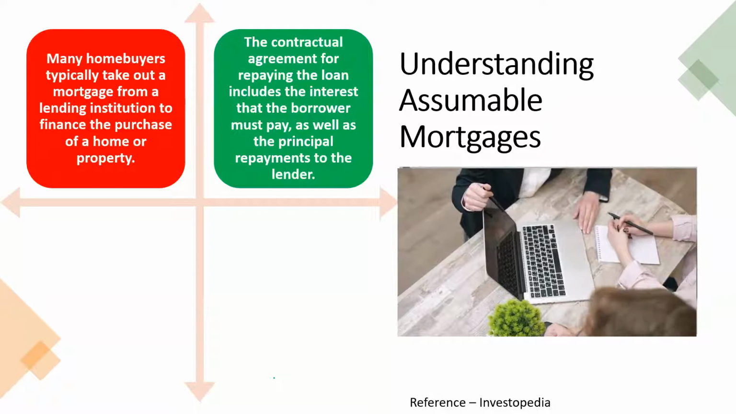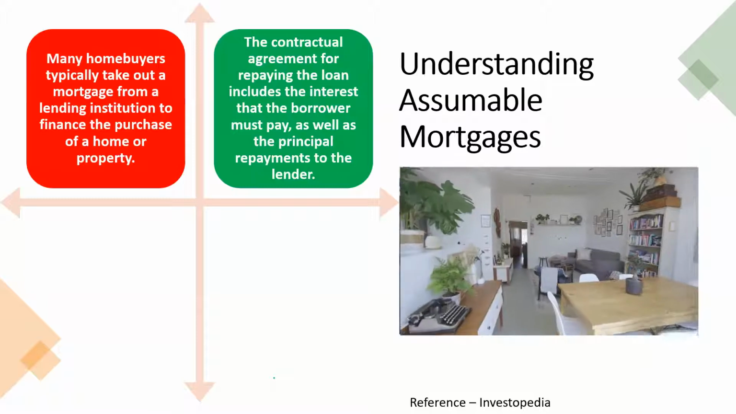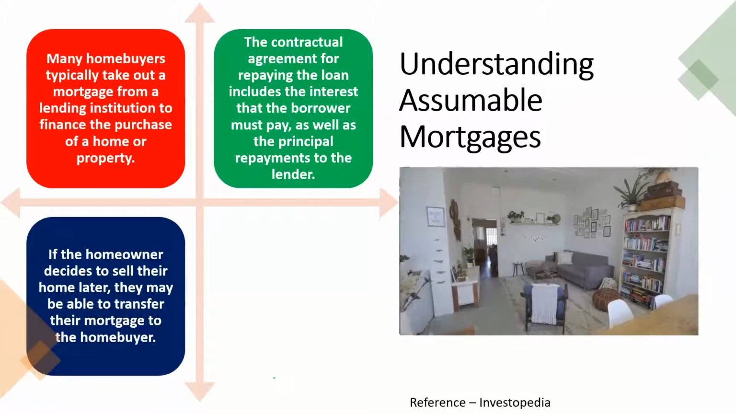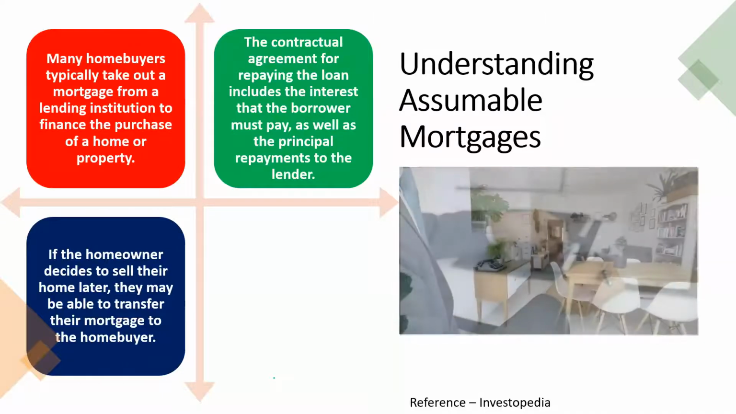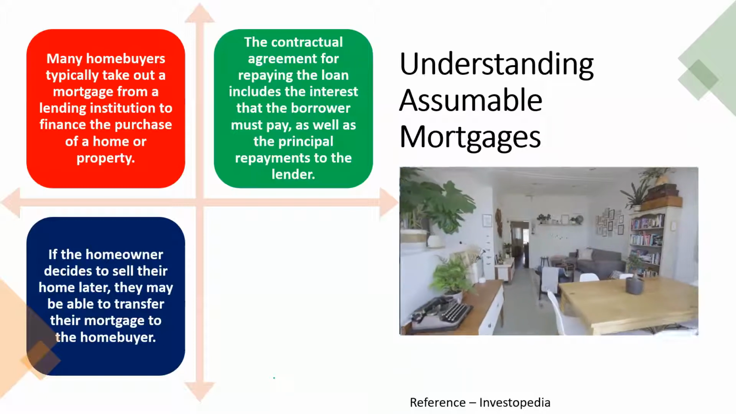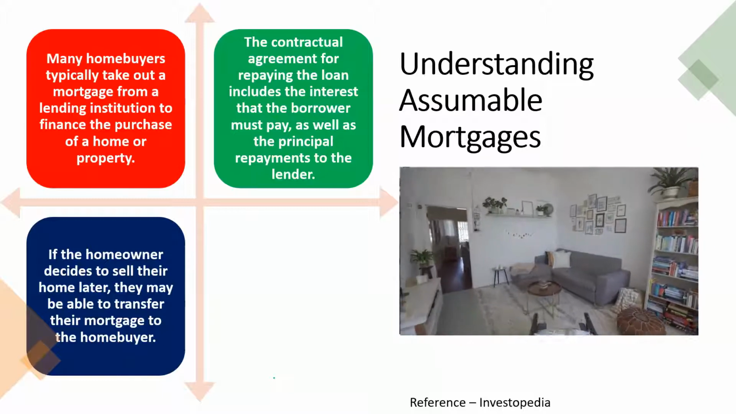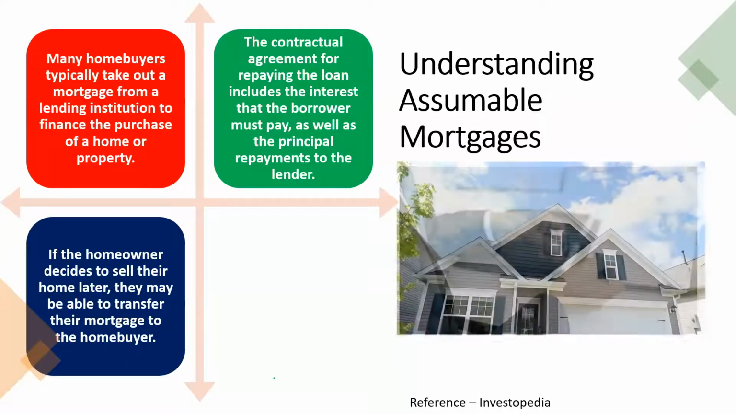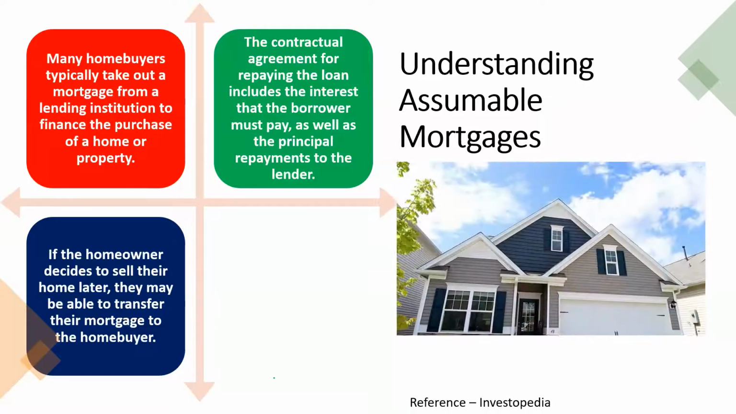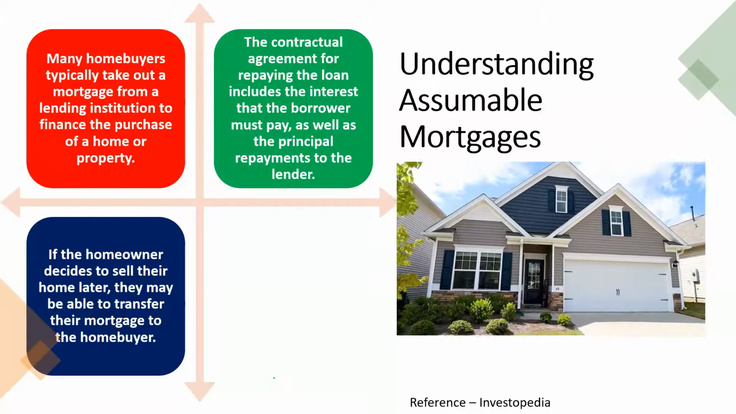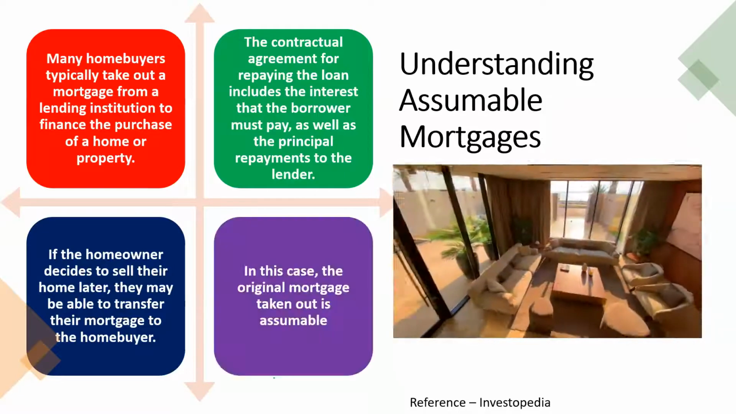The contractual agreement for repaying the loan includes the interest that the borrower must pay, as well as the principal repayments to the lender. If the homeowner decides to sell their home later, they may be able to transfer their mortgage to the home buyer. So if you're on the seller side of things, you typically will have the property and an outstanding loan at that point in time, and possibly then have the option of, when selling the property, to transfer the loan instead of getting the money from the buyer and then paying off the loan, making the buyer then presumably, if they need financing, take out their own loan.